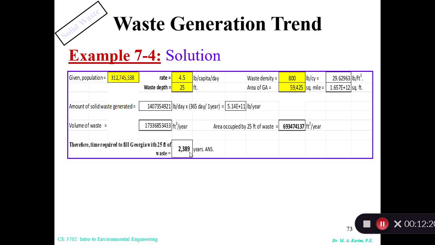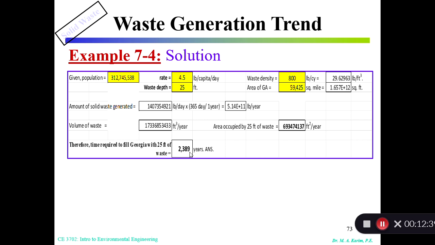So you see, if we could compact it to half, then it will be 1200 years it will take. Anyway, this can give us a little bit of perspective of how important it is for the management of solid waste. Okay, I'll keep it on the screen for a few seconds so you can take a look at that.